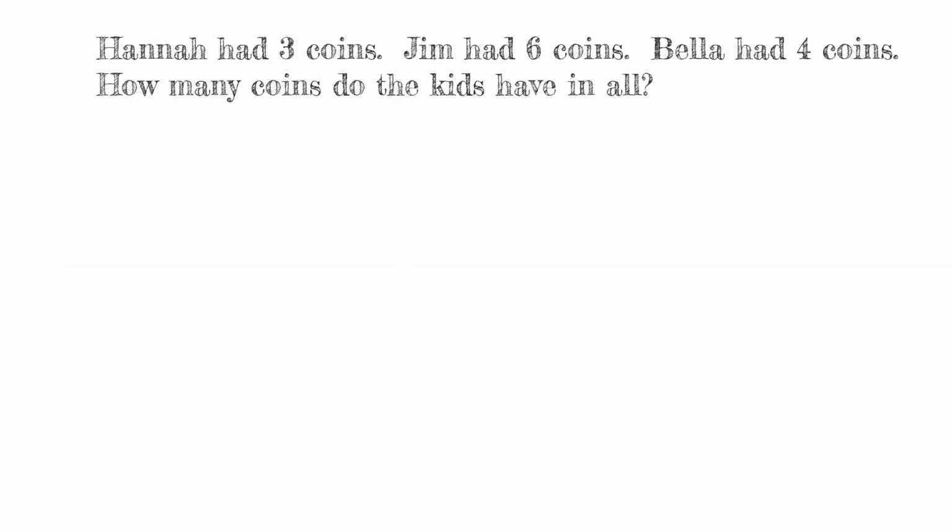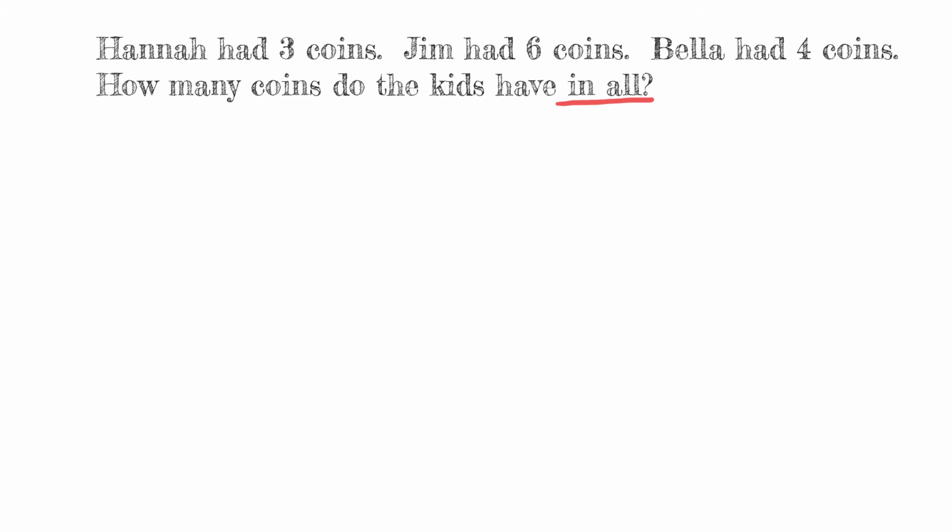Let's look at another problem. This problem says Hannah had 3 coins, Jim had 6 coins, Bella had 4 coins. How many coins do the kids have in all? Oh, there's a clue word right there, in all. Remember, we're going to add, whenever we see that in all, we're going to add things together. And in fact, that's our learning goal, where we're going to add 2 numbers and make 10.